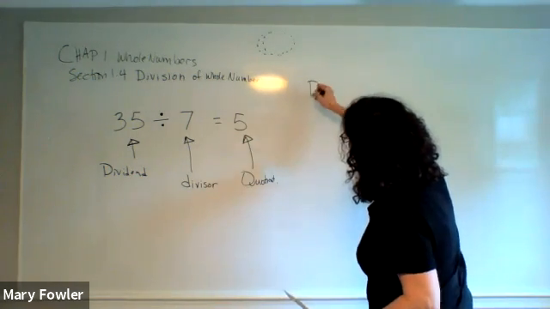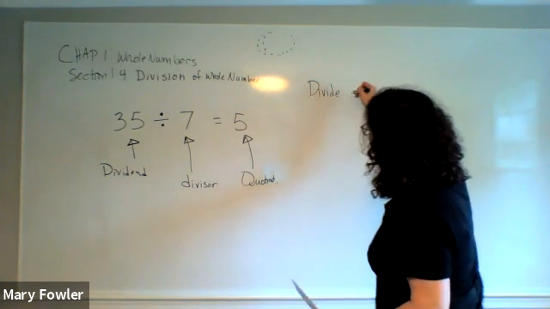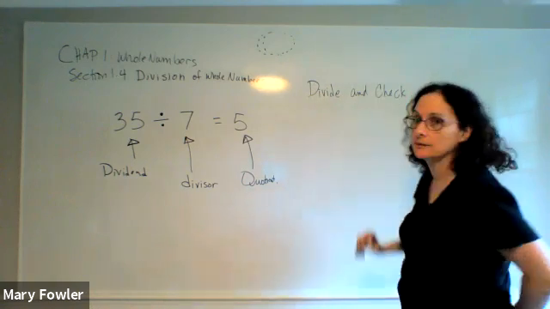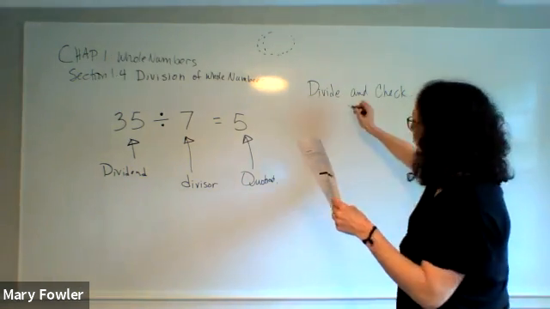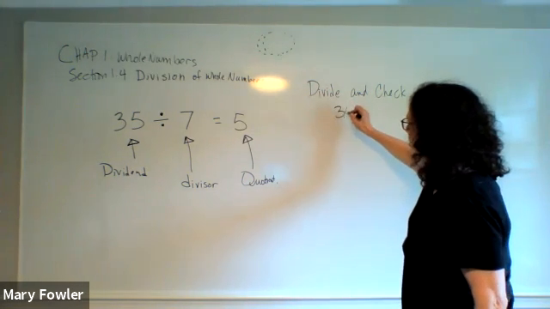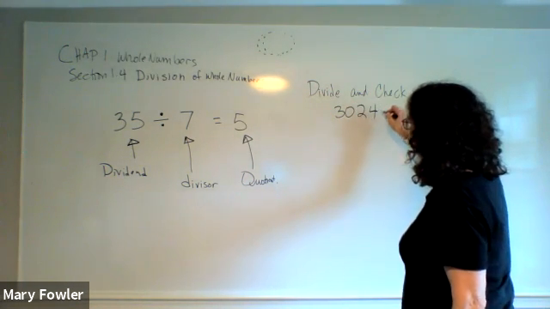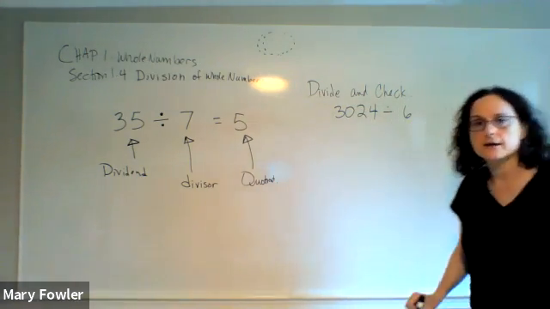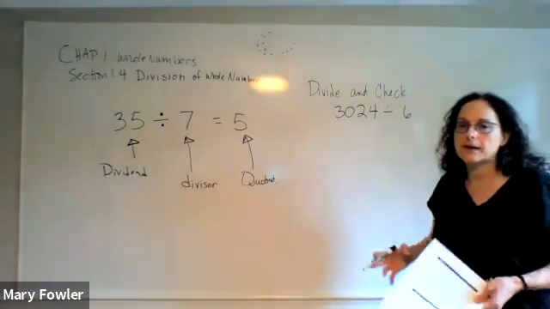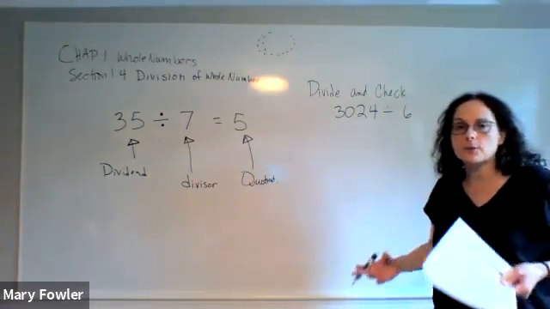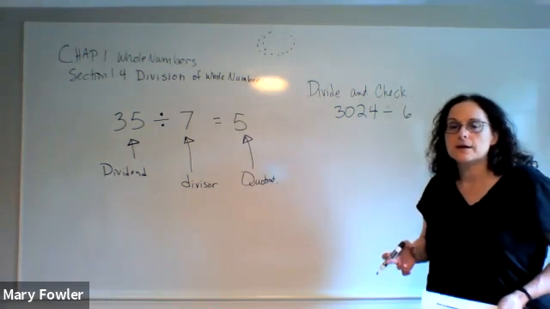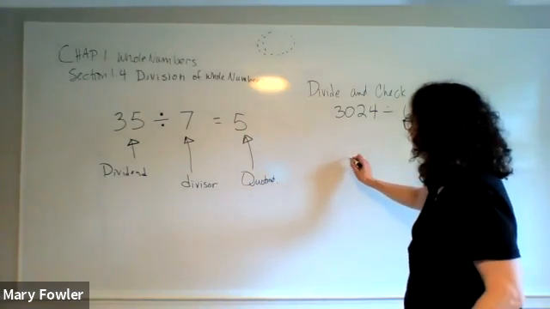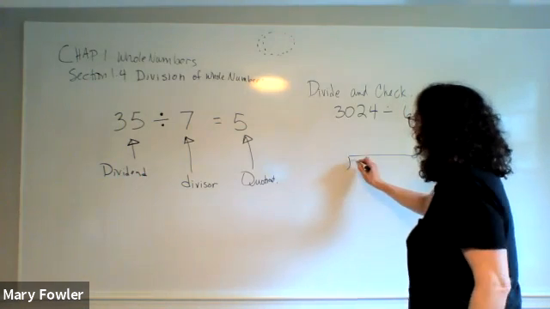I want to divide and check. The problem I want to divide and check is 3024 divided by 6. I'm just going to remind you of stuff that likely some of you remember, but if it's been a while since you've done this kind of arithmetic without a calculator, then we might have to think through things a little more slowly.